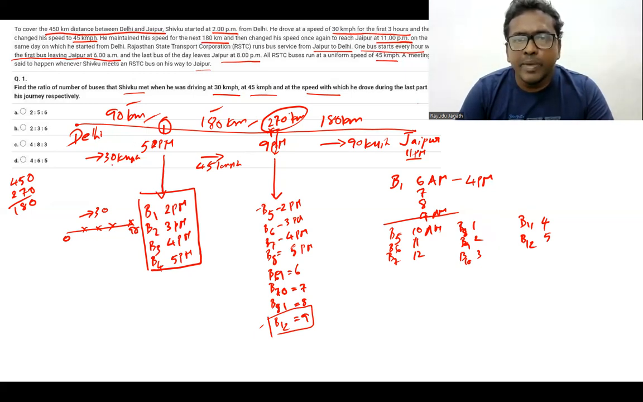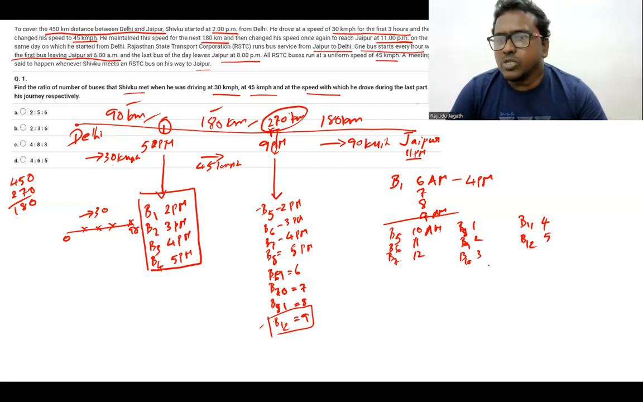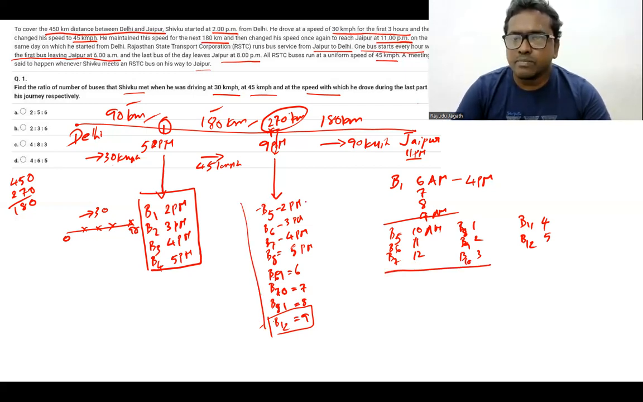Shiva, with a speed of 30 kilometers per hour, met the last bus B4 at 5 p.m. at the exact 90-kilometer point, and then he increased his speed. With the increased speed of 45 kilometers per hour, Shiva meets B5 to B12, all those 8 buses, in this 180-kilometer duration. Shiva meets B12 at exactly 9 p.m. at the 270-kilometer point. So these are a total of 8 buses, and those were a total of 4 buses.